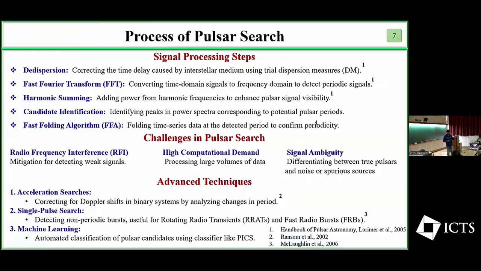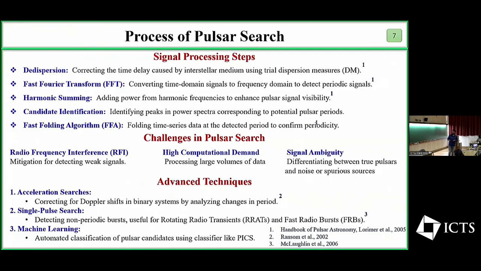First, the signals are astrophysical in nature. That's why when they reach the telescope, different frequencies arrive at different times. So we account for the dispersion to correct for the time delay between different frequencies. After that, we do the FFT-based search to detect any millisecond or normal pulsar. There are some challenges in the search, like RFI, which is a major problem, and high computational demand. Some of the advanced searches include acceleration search, jerk search, single pulse search, and implementation of machine learning algorithms.